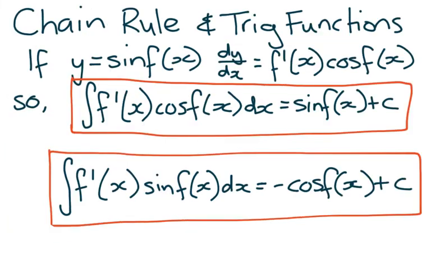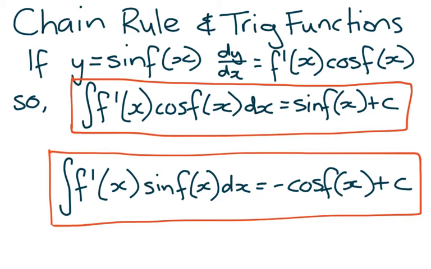And of course, there is also chain rule with trig functions, and I've just rewritten there what the derivatives are. So if we've got y equals sine of f of x, then the derivative is f prime x, so the derivative of the inside multiplied by the derivative of the function and the inside function. So you can see there that you've got y equals sine of f of x, so the derivative is f prime x, and then cosine of f of x, because the derivative of sine is cosine.